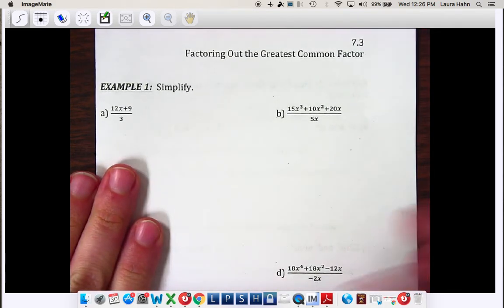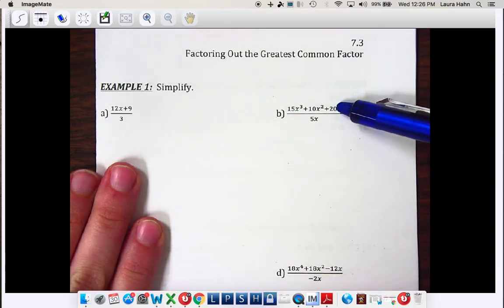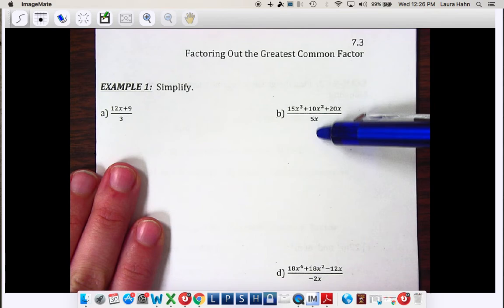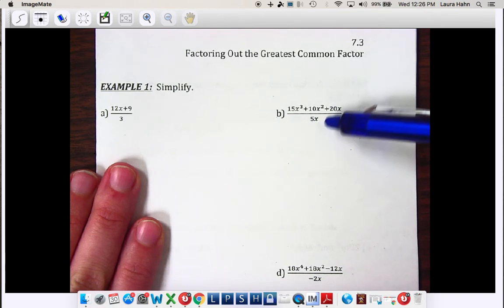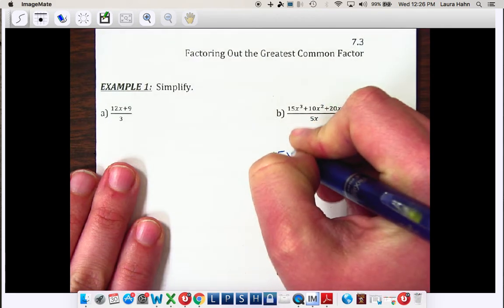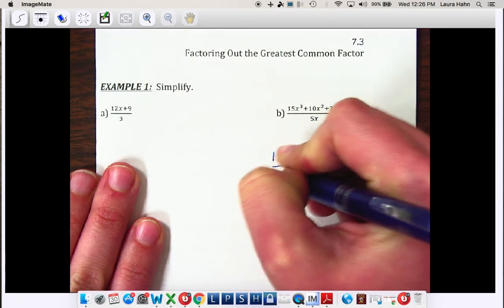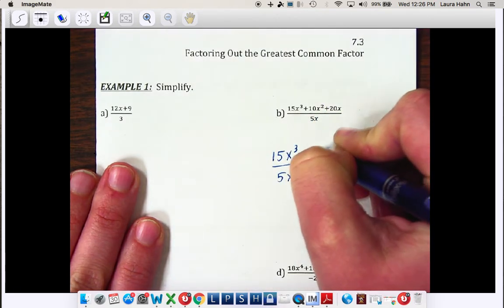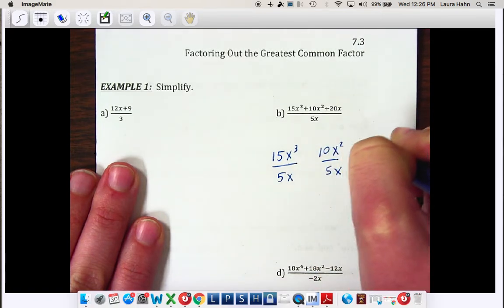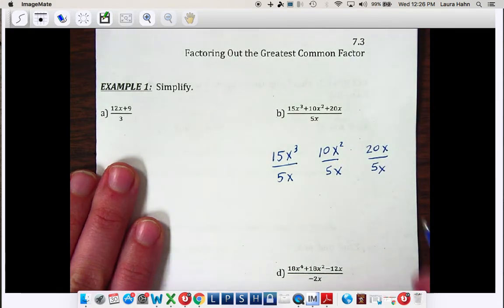Okay, so on here, I have a trinomial that I need to divide by 5x. So I need to take each one of these and divide by 5x. First, I'm going to break it down. I have 15x to the third that I need to divide by 5x. Then I have a positive 10x squared that I need to divide by 5x. And then finally 20x divided by 5x. Okay, so let's break it down one at a time.